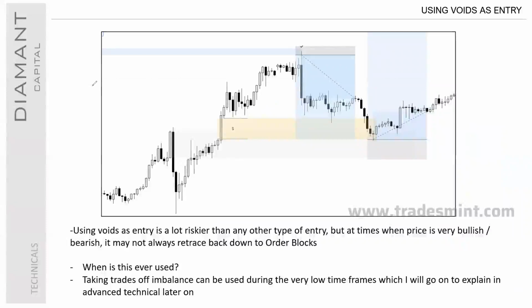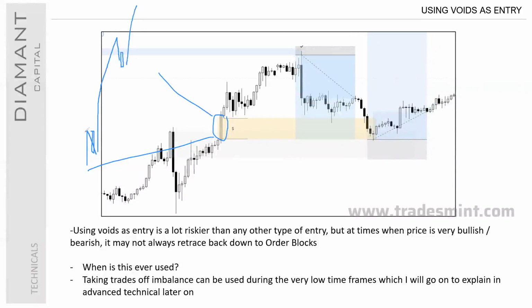So this example right here. Now, using voids as an entry, can you do this? Yes, you can. I'm just going to explain what I've written down here and then explain further. Using voids as an entry is a lot riskier than any other type of entry because, as we looked at, you've got different types of order blocks, but with liquidity voids, if you enlarge this right here, you might have up, down, so this will come in the form of an order block, up again, maybe an order block down, and then up again.